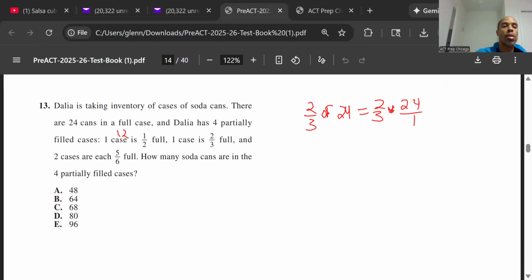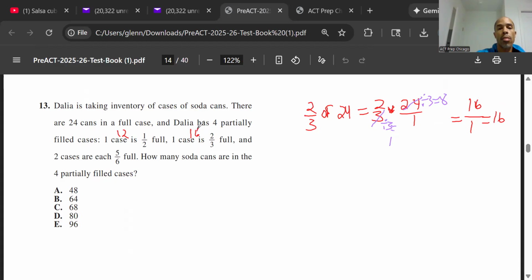Makes it easier. Okay. We're going to cross cancel the 3 and the 24. What number goes into both 3 and 24? 3. So we're going to divide both by 3. 3 divided by 3 is 1. 24 divided by 3 is 8. That's how we cross cancel, or what we call simplify. 2 times 8 is 16. 16 over 1 is 16. So this case that is two-thirds full has 16 what?